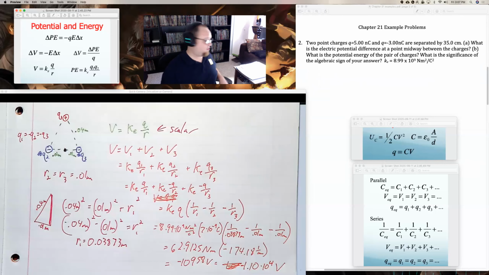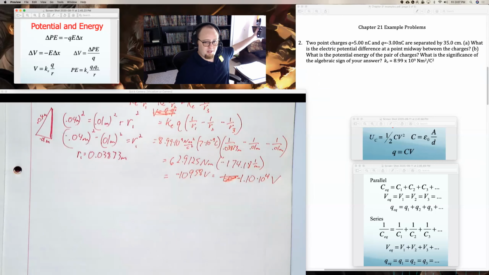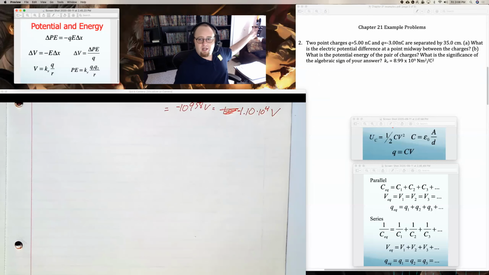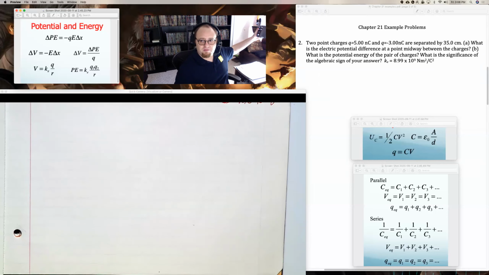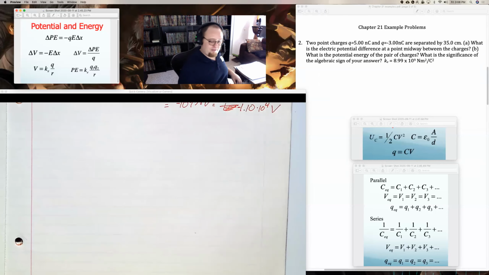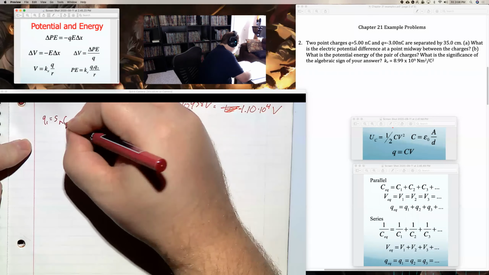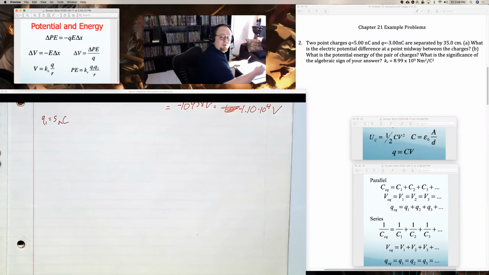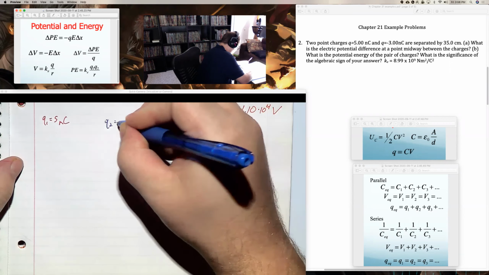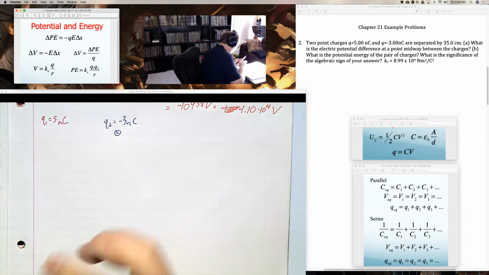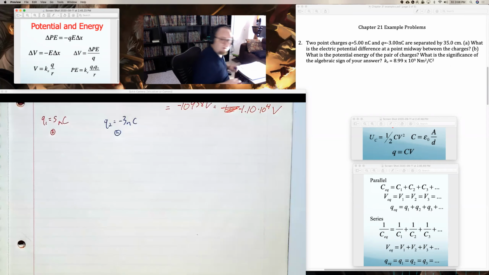This next one, which is a two-part problem, is using the same kind of logic. It says we have 2 point charges, Q equals 5 and Q equals negative 3. And I'm going to number them, because I always do. So Q1 equals 5 nanocoulombs, Q2 equals negative 3 nanocoulombs. These two charges are separated by 35 centimeters. And they ask, what is the electric potential difference at the middle?